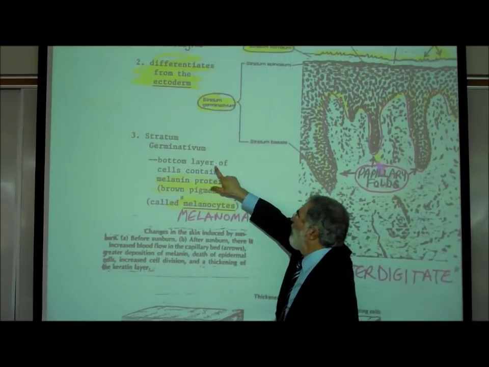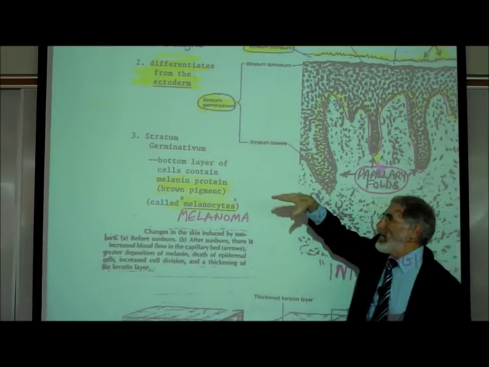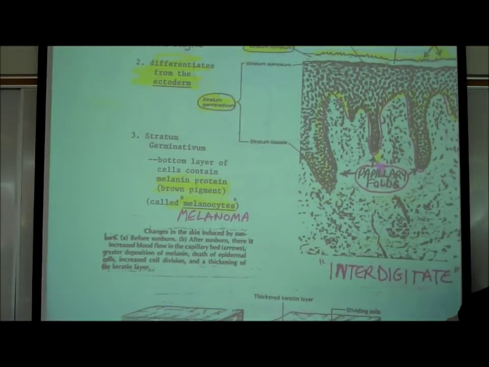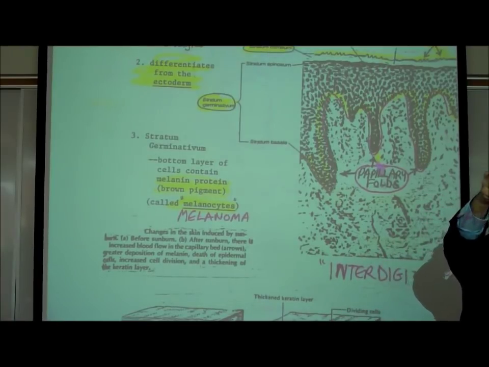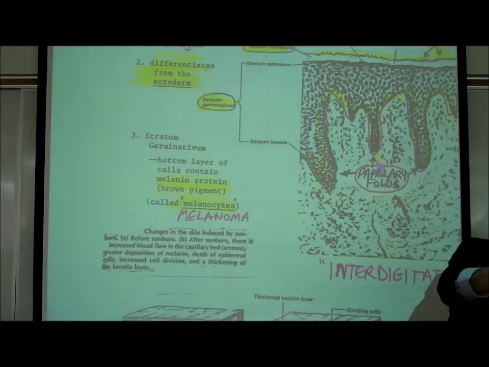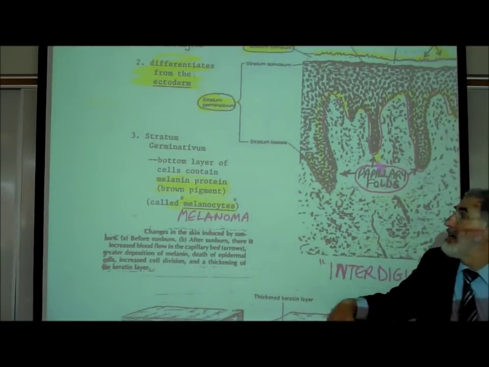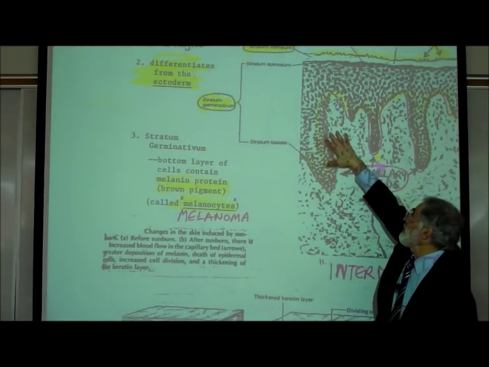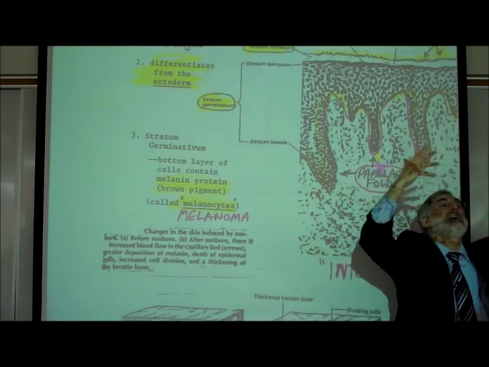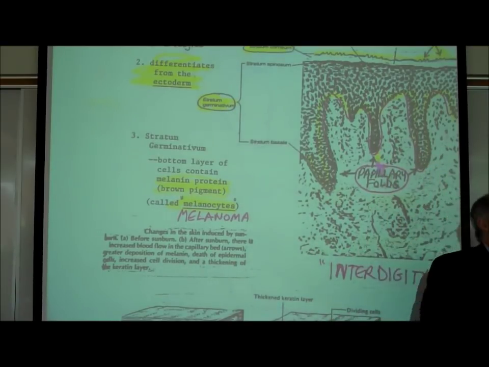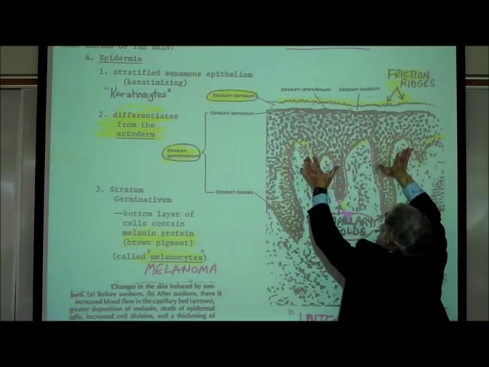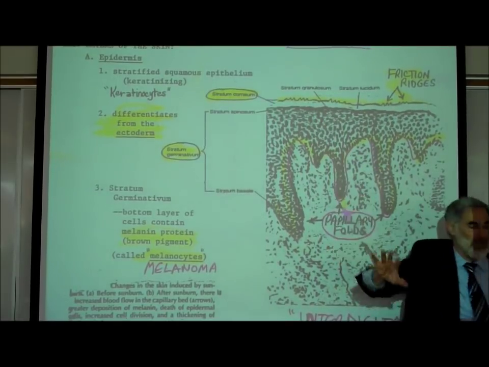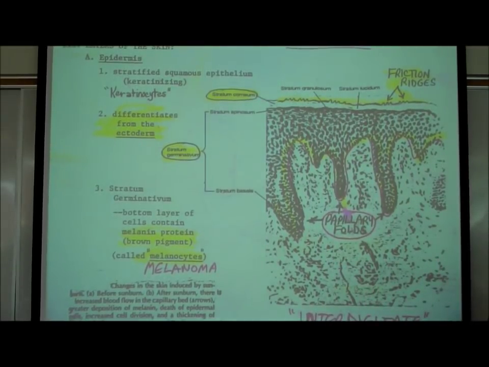Now, why this lower layer is called stratum, and stratum means layer, germinativum, is because, as we said before, the word germinate is like when you plant a seed in the soil, it germinates or grows. This is called the stratum germinativum layer because that's the layer that's actively growing, that's undergoing cell division. So the growth of the epidermis grows from the lower part and pushes upwards. The top cells are not undergoing cell division.